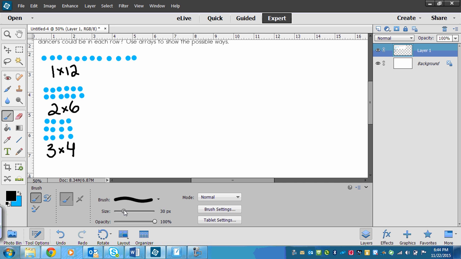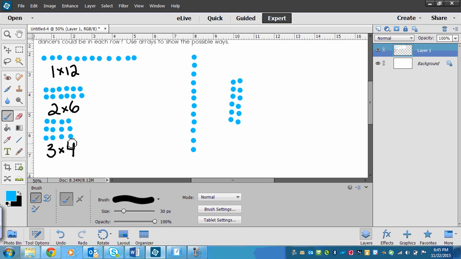We could also, just get this back to the right size. We could also do the reverse. So this is 12 dancers in each row. We could also have one dancer in each row. This is 6, 7, 8, 9, 10, 11, 12. So we could do the opposite of that. We could do the opposite of this one here to show that we have 6 rows with 2 dancers in each. So 1, 2, 3, 4, 5, 6, 7, 8, 9, 10, 11, 12.